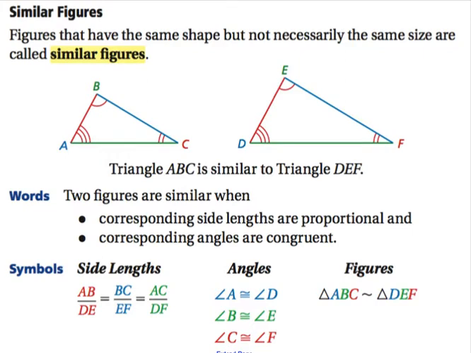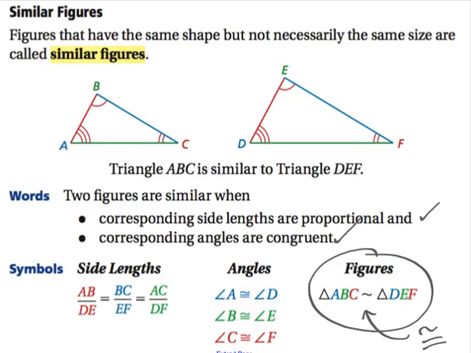So figures that have the same shape but not necessarily the same size are called similar figures. Triangle ABC is similar to triangle DEF. And there actually is the similarity statement. Notice that the similarity symbol is like the congruent symbol without the equal sign underneath it. That means it is similar in shape, but not necessarily equal in size. So two figures are similar when their corresponding side lengths are proportional and their corresponding angles are congruent. We'll be putting this in the notes later on.